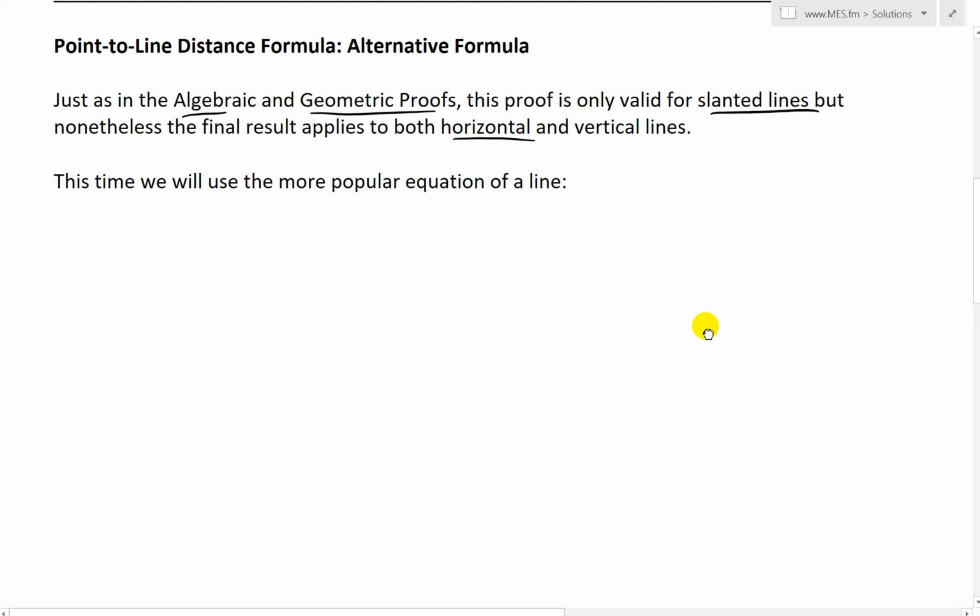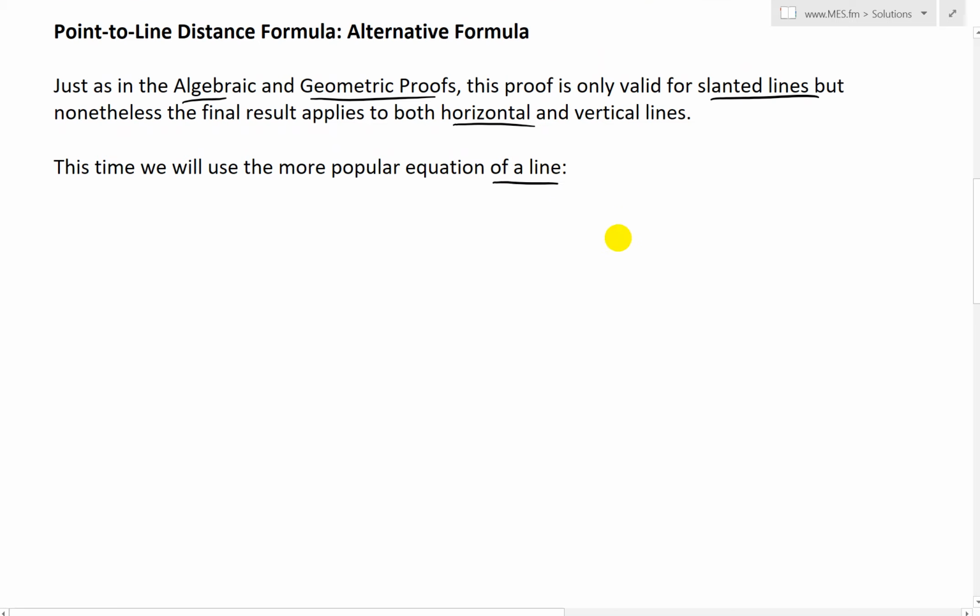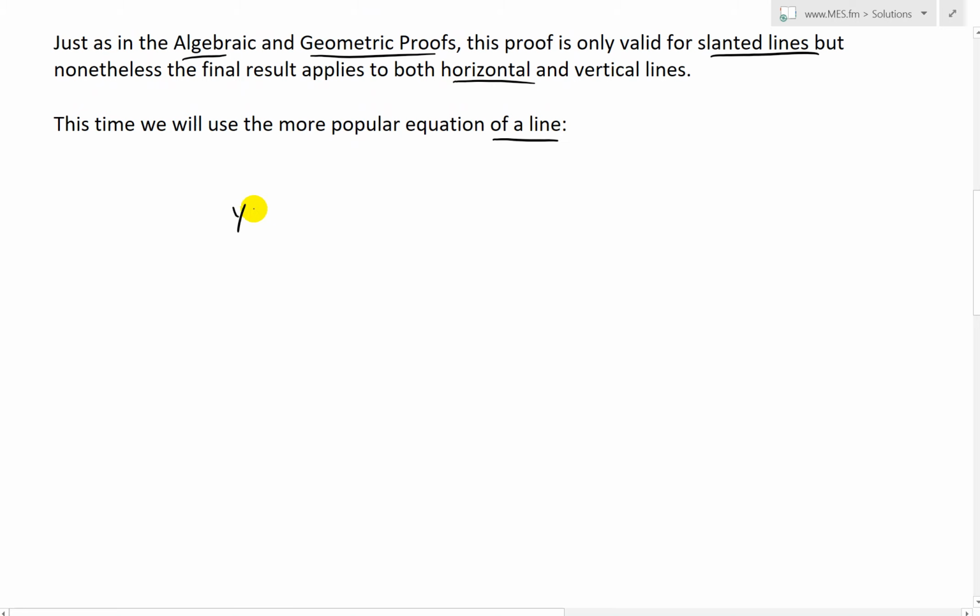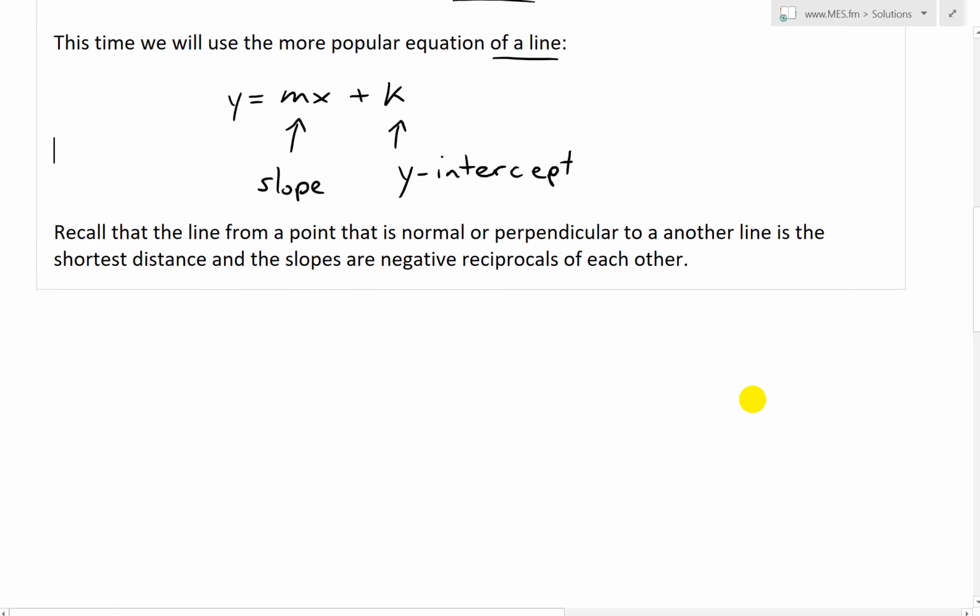So this time we will use the more popular equation of a line, which is y equals mx plus b, but I'm going to use k instead of b because I'll use b later on in this video. Recall that m in this case is the slope, and k is the y-intercept. This is usually written like this, the equation of a line, as opposed to the more general ax plus by plus c equals 0, as I went over in my earlier videos. Now that we have this equation, I'll be using that.